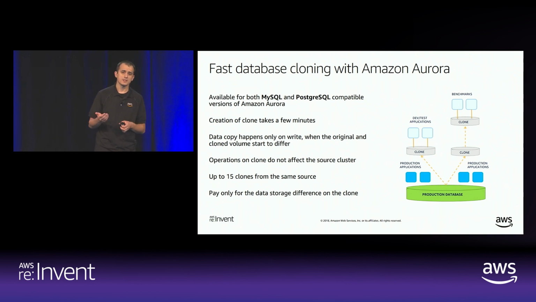And the operations are isolated to the extent that the source, the master, doesn't actually get impacted by whatever is happening on that clone. And you can have up to 15 clones inherited essentially from the same source volume.